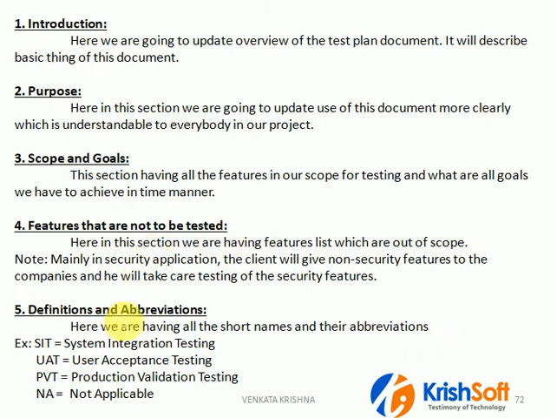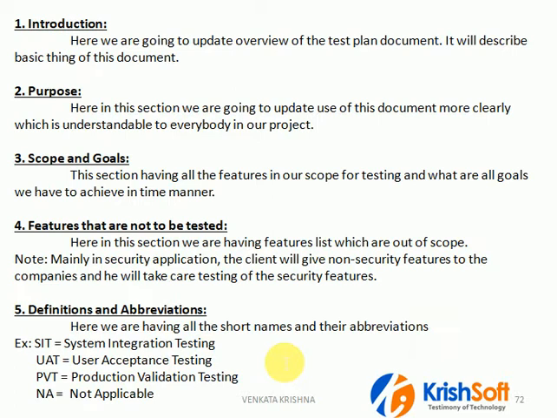Similarly, definitions and abbreviations. Some shortcuts we may use in our test plan, so we give those definitions and abbreviations here. SIT, System Integration Testing. UAT, User Acceptance Testing. PVT, Production Validation Testing. NA, not applicable. Whenever we use any shortcuts or short names, you can refer to this section for the full forms of those short names.